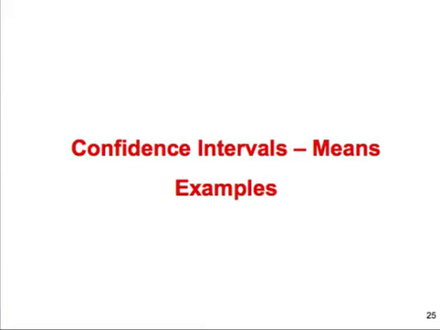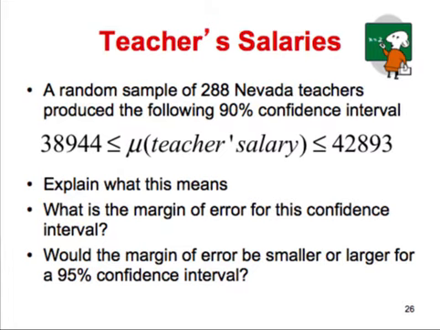Next, we take a look at some of the concrete examples of how to calculate and interpret confidence intervals for population means. Let's start by looking at a confidence interval that has already been established and see if we can interpret it and find the margin of error.